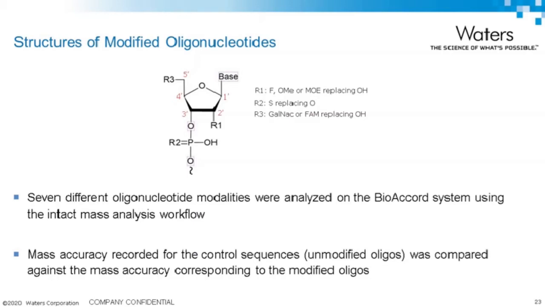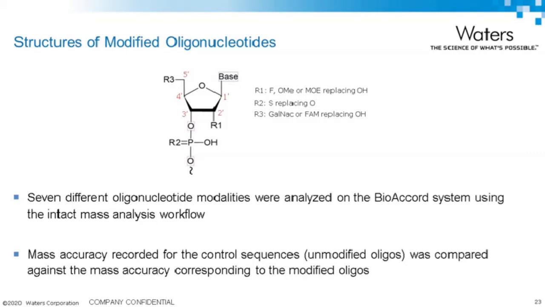If we look at the basic structures of the oligonucleotides, the 2' position usually is the one that's typically modified. So in this case, the R1 functional group was modified either by a fluorine atom, O-methyl group, or a methoxyethyl functional group. In addition, we have some examples with phosphorothioate, as I mentioned before, when a sulfur atom replaces an oxygen in the phosphate backbone.